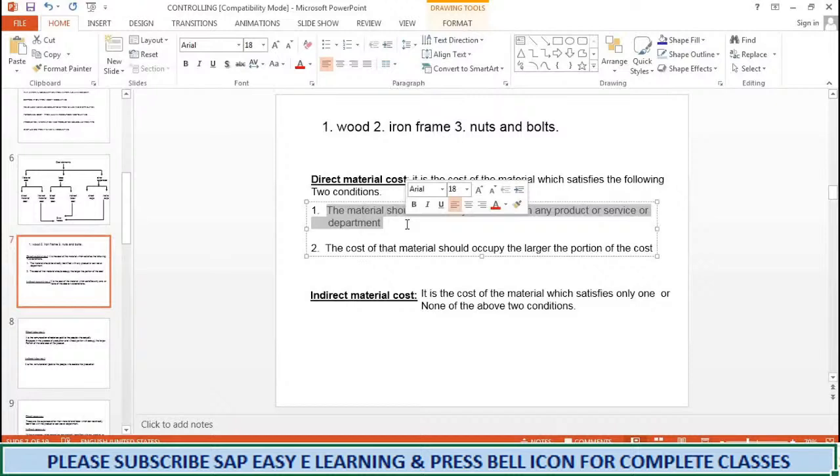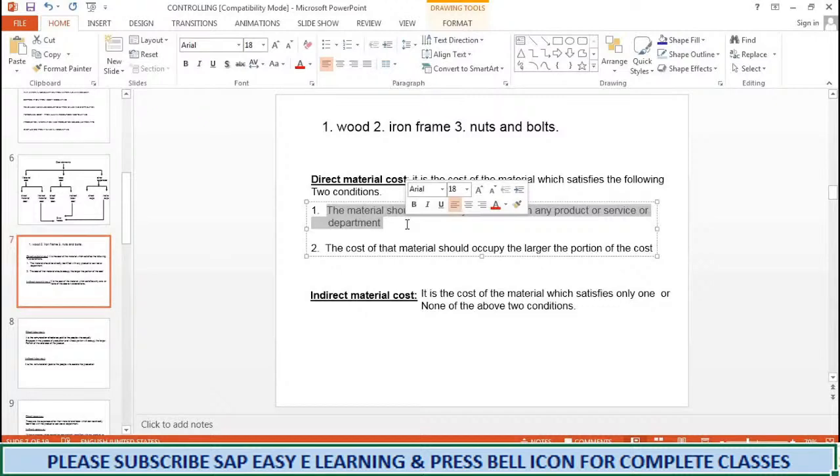Now coming to the iron frame. By measuring the length of the iron frame, we can say that this much, 4 running feet of iron frame, we have used. So the first condition is satisfied. Again, if you compare the cost of the iron frame with the total cost of the computer table, it occupies a larger portion again. The cost of the iron frame will be at least $20. So it is also occupying a larger portion. Both the conditions are satisfied by the iron frame.